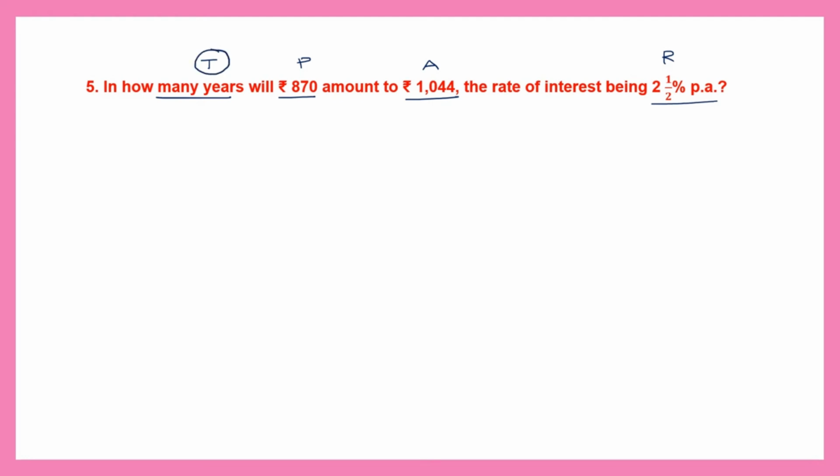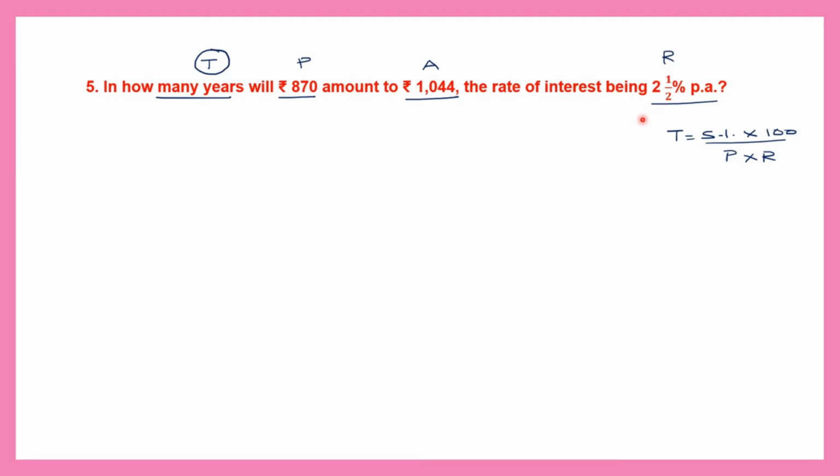So what are we asked to find? Time. So what is the formula for time? Time is simple interest into 100 divided by principal into R. Now, do we have all these given to us? Do we have simple interest? Simple interest is not given to us. We have to find out. Principal is given to us. Rate of interest is also given to us.